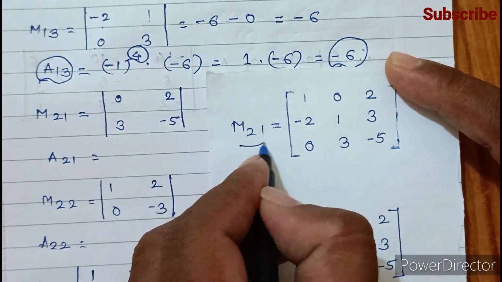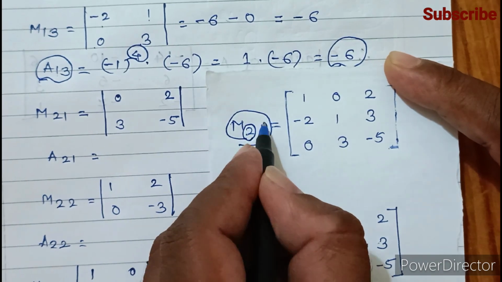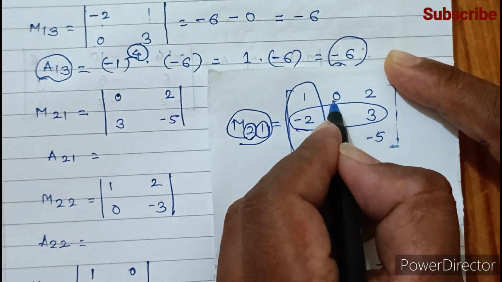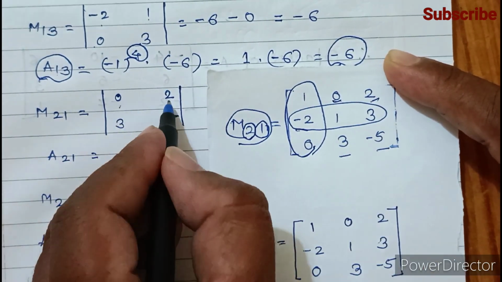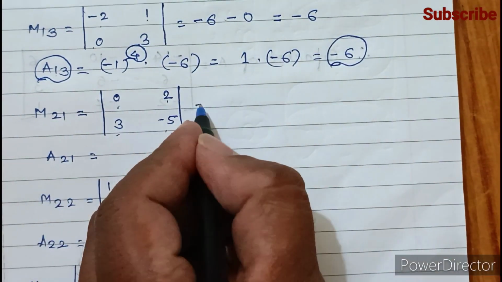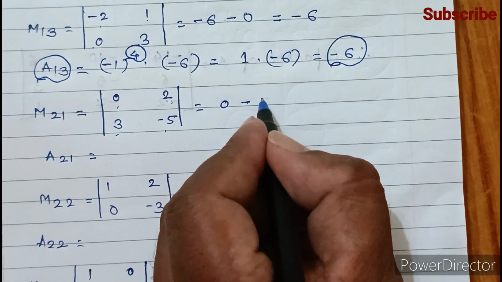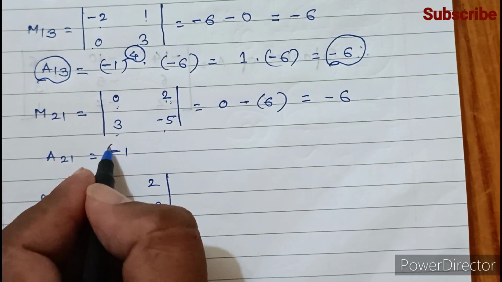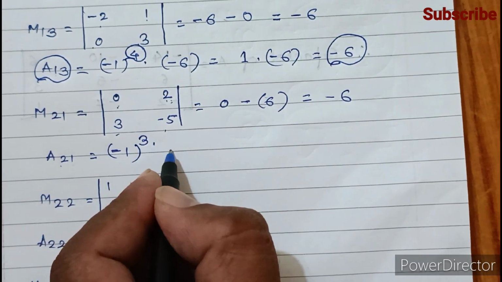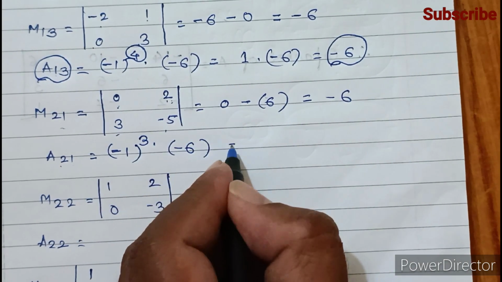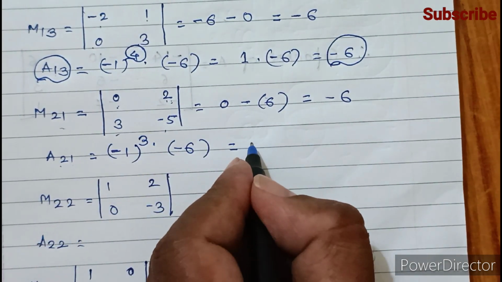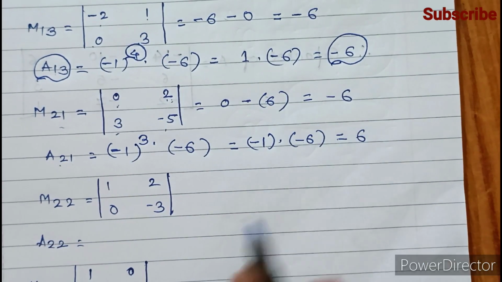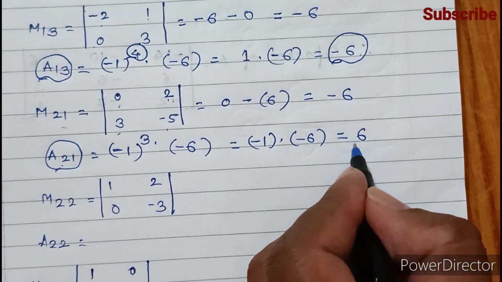Similarly, finding the minor of M21, by eliminating the second row and first column. The remaining elements will be 0, 2, 3, minus 5. On solving, 0 into minus 5 is 0, minus 2 into 3, that is 6, so it will be minus 6. Now A21 is minus 1 to the power 2 plus 1, that is 3, into minor M21, that is minus 6. It becomes minus 1 to the power 3, that is minus 1, into minus 6, which is plus 6. We get the value of A21 as 6.